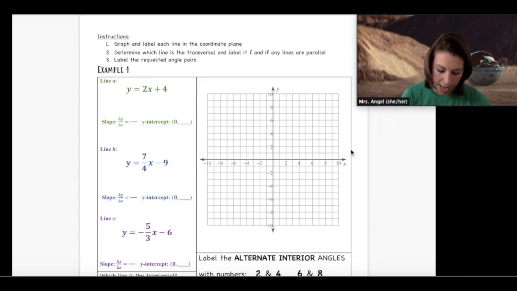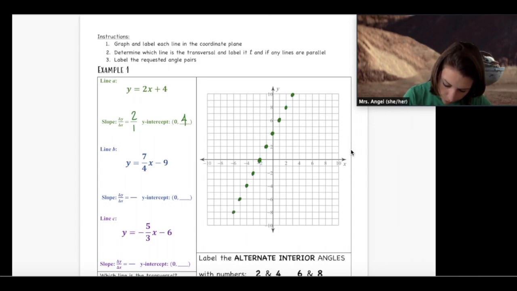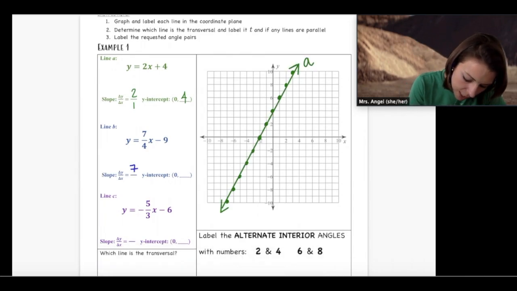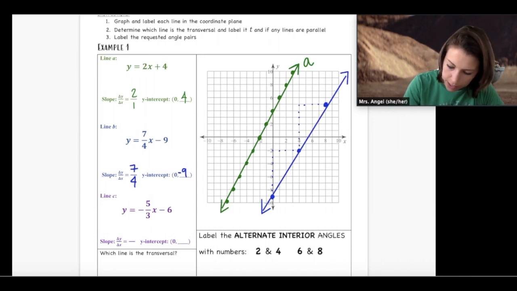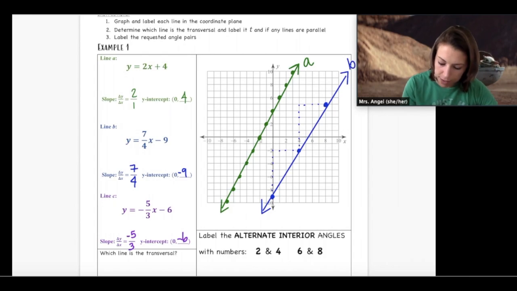Okay, line A, we have y equals 2x plus 4. So up here would be 2 over 1, y-intercept 0, 4. I'm going to go ahead and graph. So now I'm going to graph line B. Line B has a slope of 7/4 and a y-intercept of -9. So here we go. There is line B. Finally, line C has a slope of -5/3 and a y-intercept of -6. So let's graph line C. Can't go down and to the right, so I'll go up and to the left.